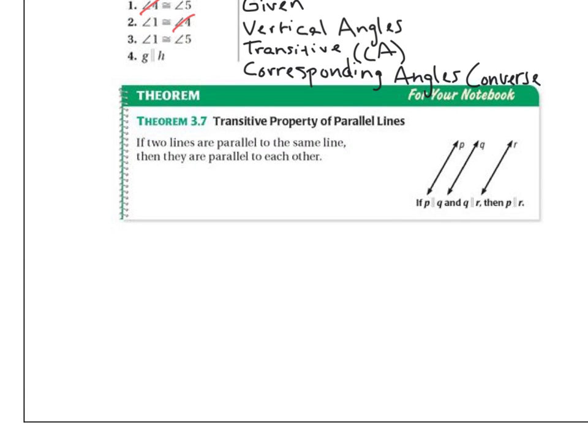And the last one is the transitive property of parallel lines, so now we have four transitive properties. If P is parallel to Q and Q is parallel to R, again we're looking for that middle one that we're going to get rid of, then P is parallel to R. If one line's parallel to another and that line's parallel to another, we cut out the middle one and those two outside lines are parallel.